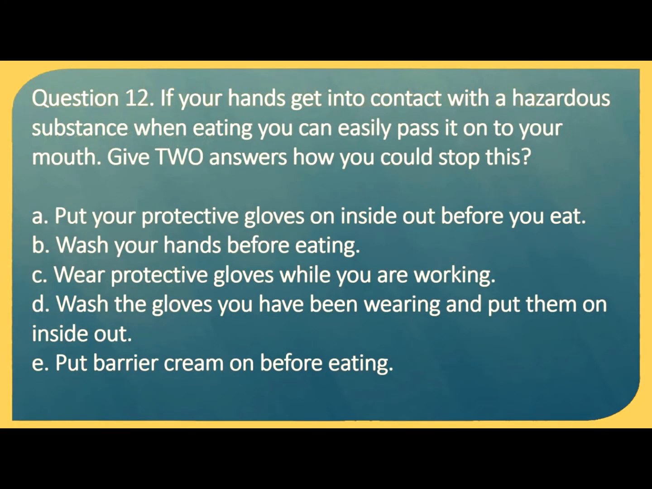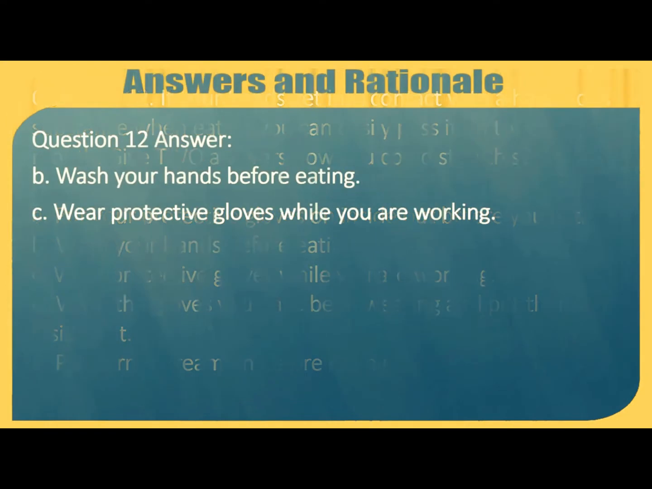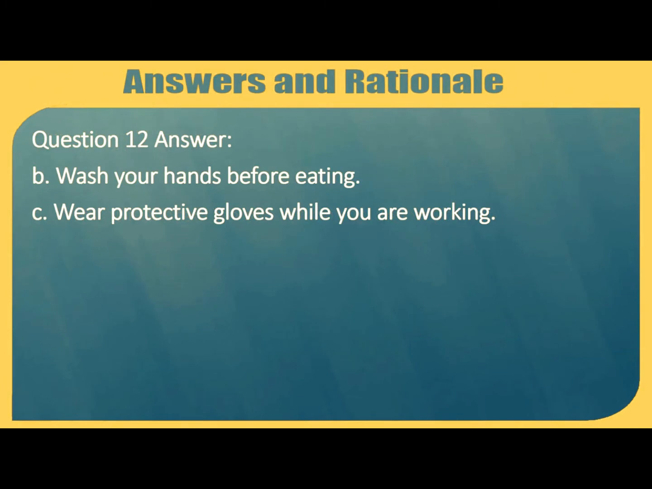Question 12. If your hands get into contact with a hazardous substance when eating, you can easily pass it onto your mouth. Give 2 answers how you could stop this. A. Put your protective gloves on inside out before you eat. B. Wash your hands before eating. C. Wear protective gloves while you are working. D. Wash the gloves you have been wearing and put them on inside out. E. Put barrier cream on before eating. Question 12. Answer: B. Wash your hands before eating. C. Wear protective gloves while you are working.